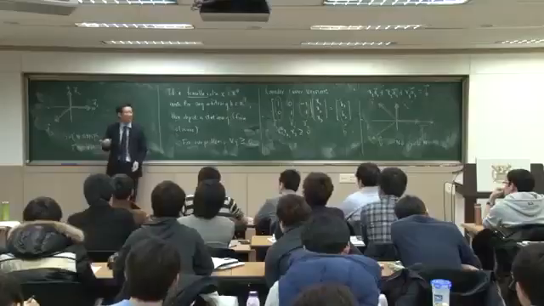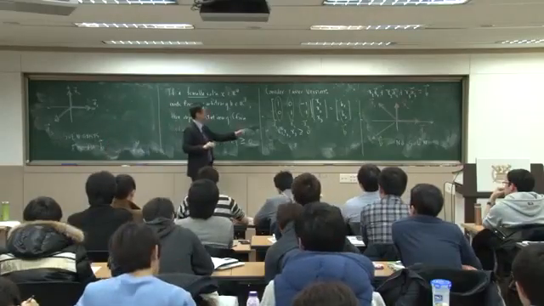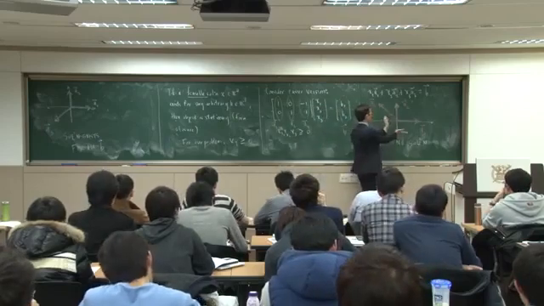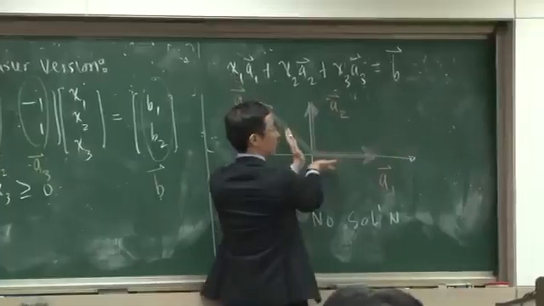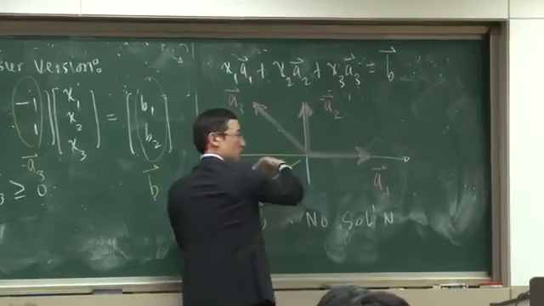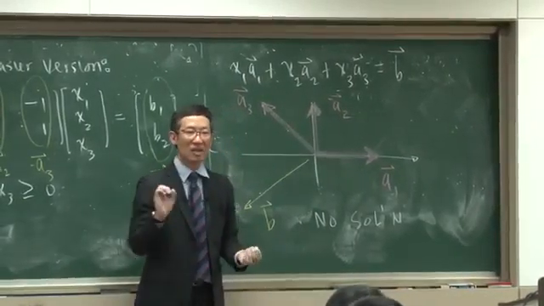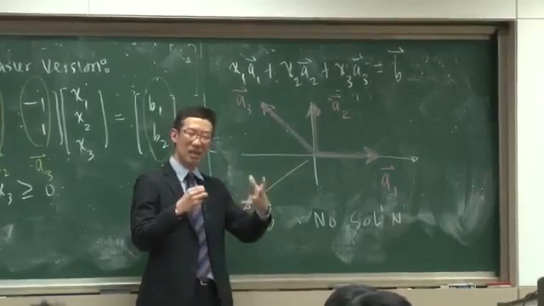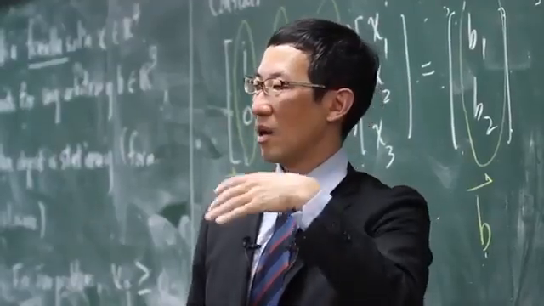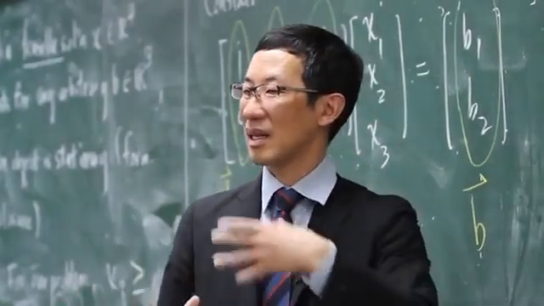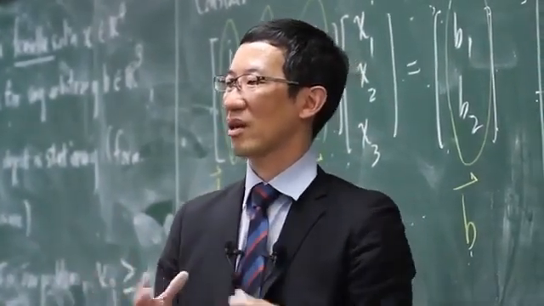In this case, if you look at the positive span of A1, A2, and A3, it's just inside here. It can't go outside. It's only inside here. So that's the difference. But that's kind of hard, it's not a very compact way to characterize that.